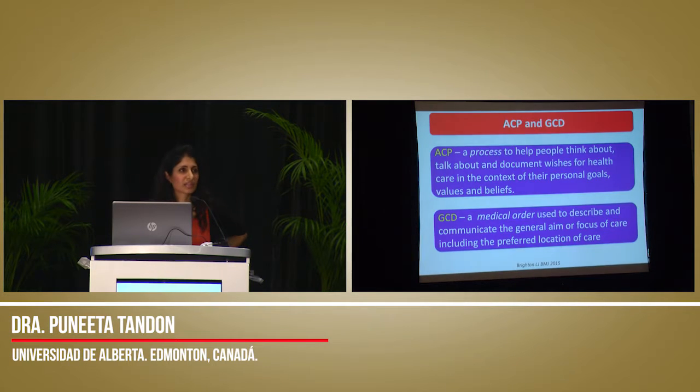Advanced care planning is really a process to help people, your patients, think about and talk about and document their wishes for their health care. And it's in the context of who they are as a person, so their personal goals, values, and beliefs. And that leads to what's called a goals of care directive, which is a medical order that's usually in the chart as to what they want their focus of care to be and where they want their care to be.